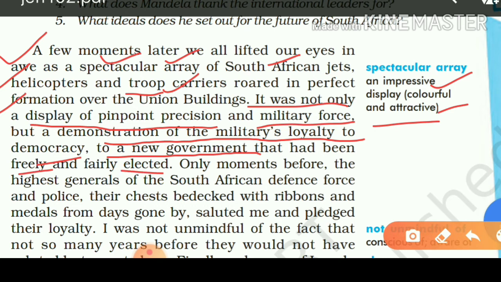Very beautiful lines. Here he says that this display was not only a pinpoint. Pinpoint means very precise. The display that they made with great detail, everything was so fine, everything was flawless. So he says that it was not only a display of pinpoint precision and military force, but it was a display of the military's loyalty towards the nation, towards the new government that had been freely and fairly elected. Freely and fairly, it has alliteration in it.